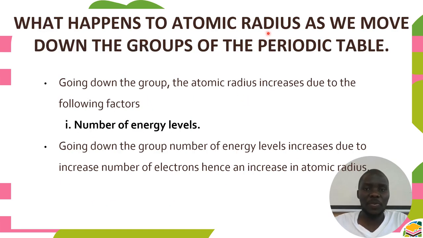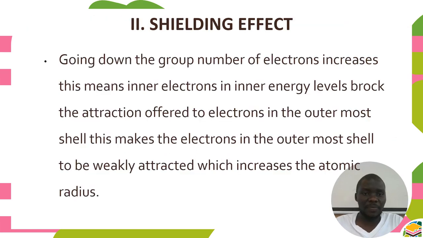So what happens to atomic radius as we move down the group? Not only the group, all groups of the periodic table. As we are moving down the group, we already know that the atomic number is increasing. So as the atomic number is increasing, likely the atomic radius will also increase due to the following factors. First of all, the number of energy levels. As we are going down, the number of energy levels is increasing. We expect the atomic radius also to increase.